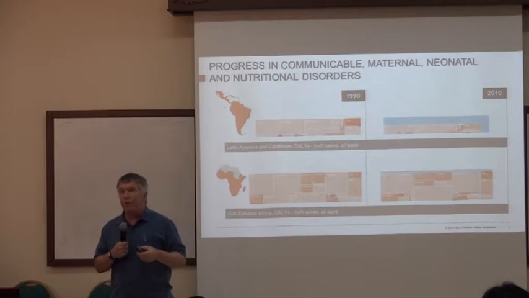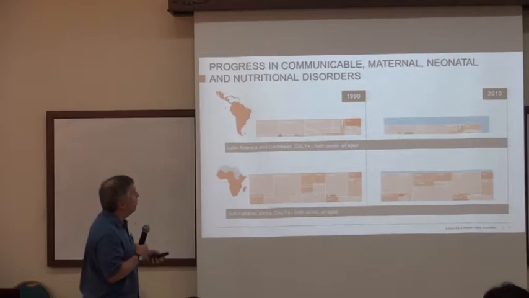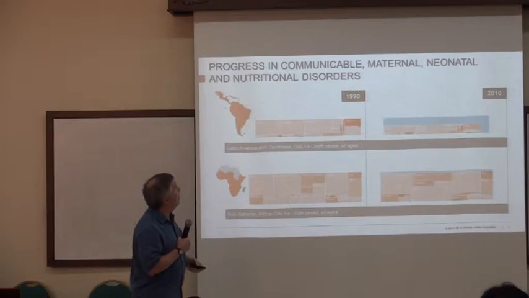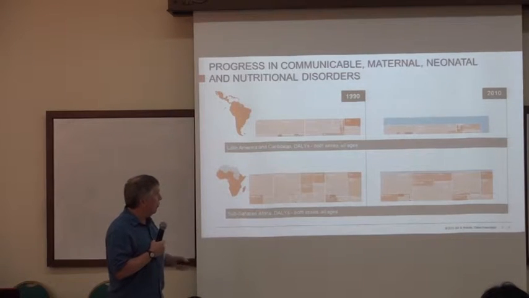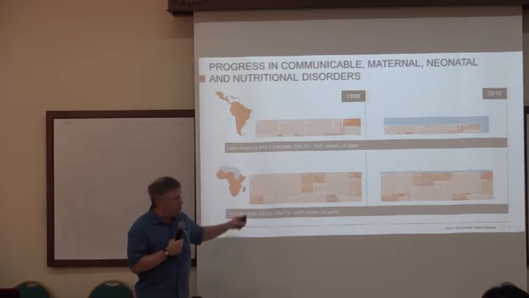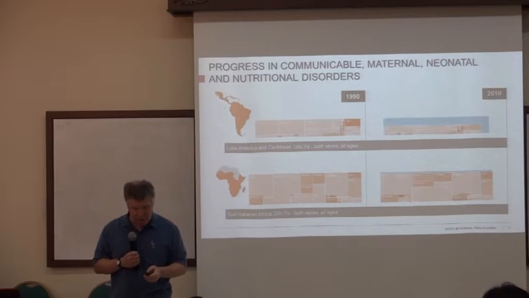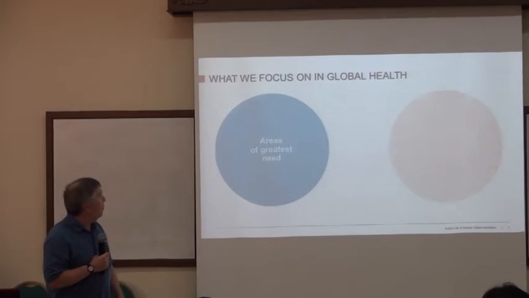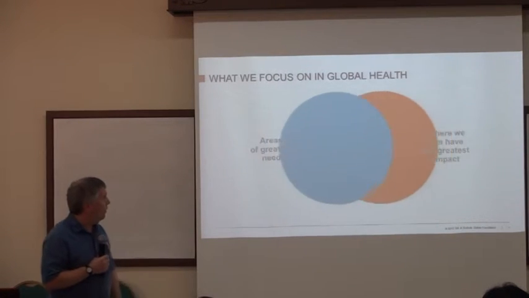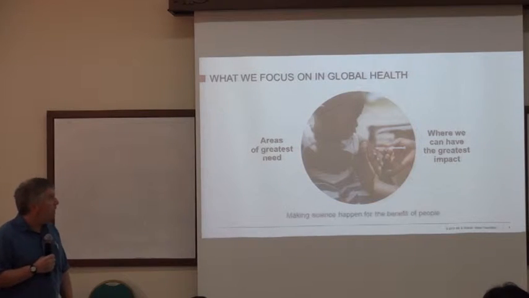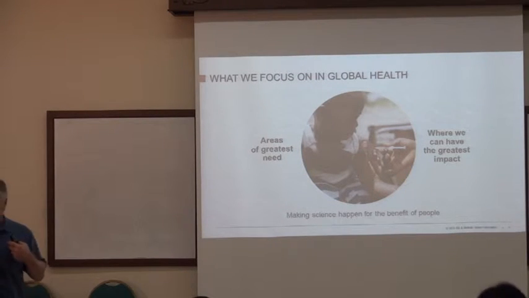But there are still places that need a particular amount of help in the communicable, maternal, neonatal and nutritional disorders. One of the things we try to do is measure those outputs so we know that we're moving in the right direction. What we focus on in global health are what we call the areas of greatest need, where we can have impact. That's been important for us to recommend or understand.